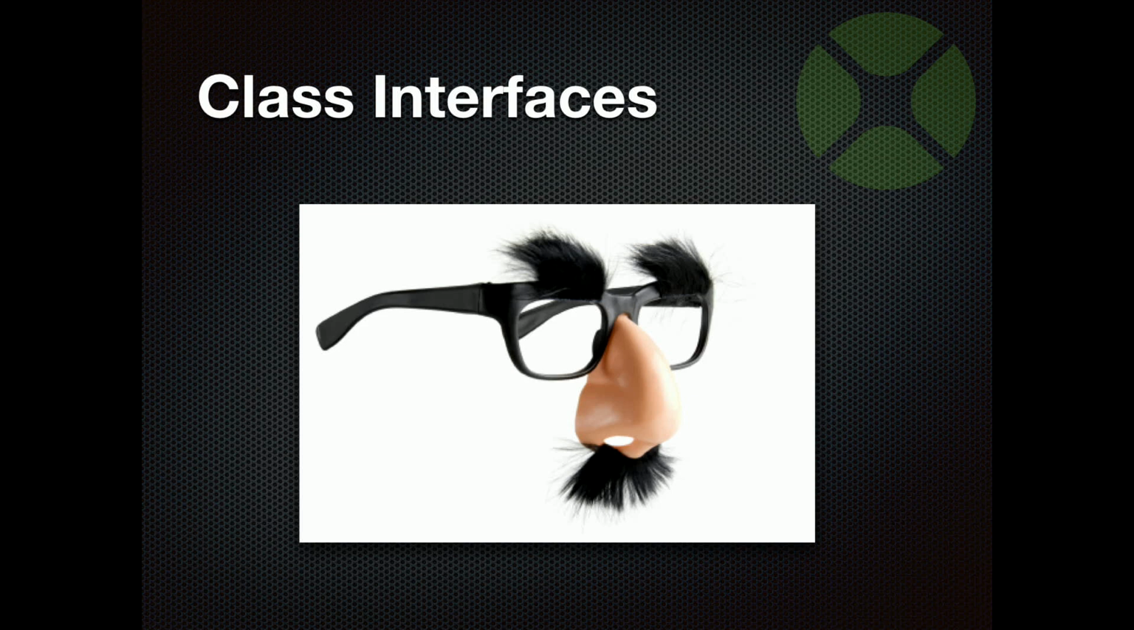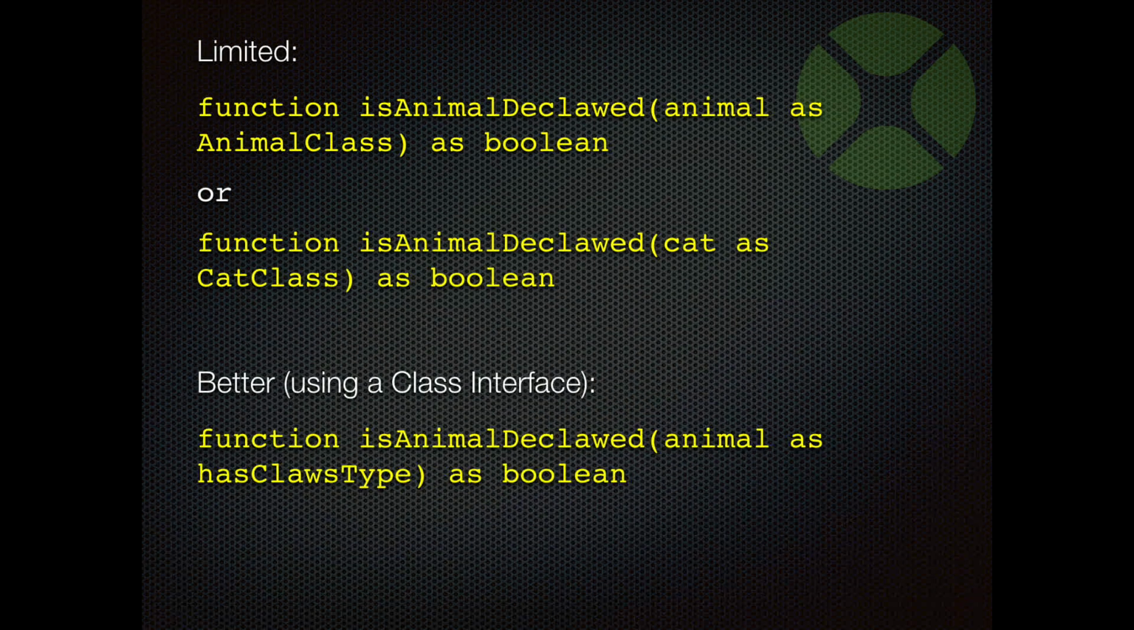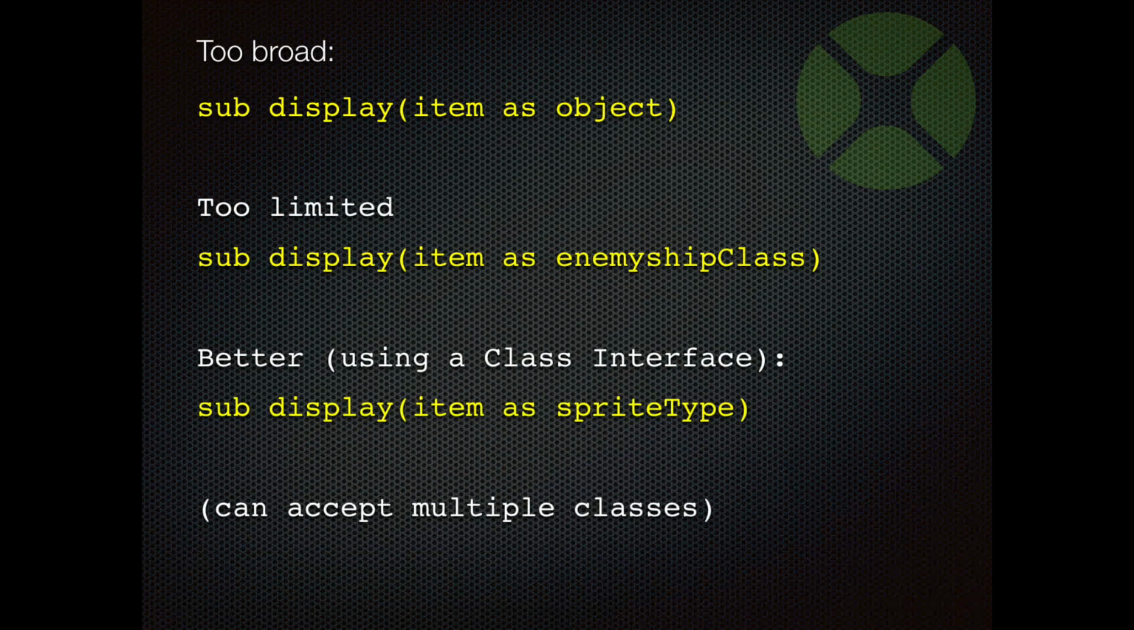But basically, I like to look at class interfaces as a disguise. So have you ever had code like this? If you haven't done a lot of object work, you may have run into this where you've got two different kinds of objects. I'll show you an example here. Actually, I forgot to delete that slide.